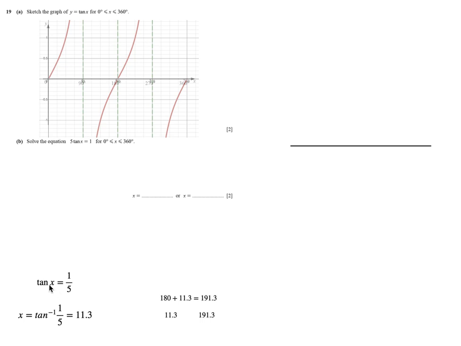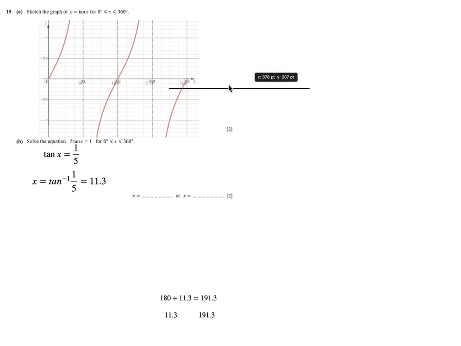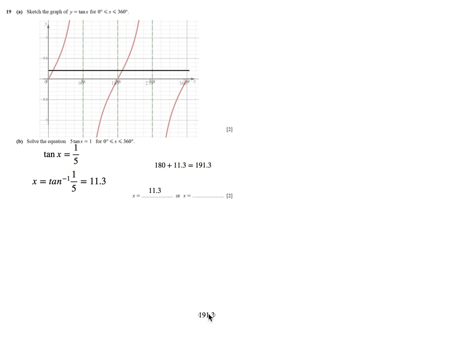But the question says, solve the equation 5 tan x equals 1. So you've got a bit of rearranging to do first. So the first thing I'll do is divide both sides by 5. And then I'll take the inverse tan of 1/5 to get 11.3. So if tan of x equals 1/5, then that's 0.2. So I'll put my line across at 0.2, and I can see there's going to be a solution there. That's right, that's the one that's 11.3. So my first solution is 11.3. And then because of the translational symmetry, the next solution there will be 11.3 bigger than 180, which gives me 191.3.